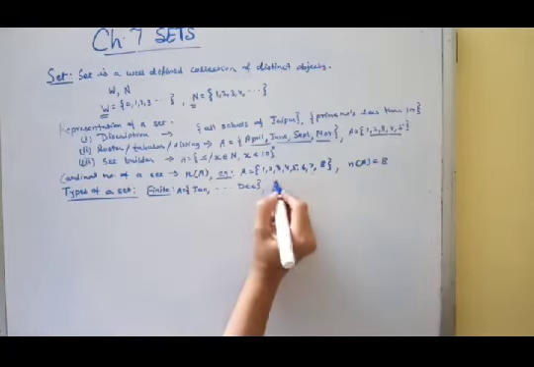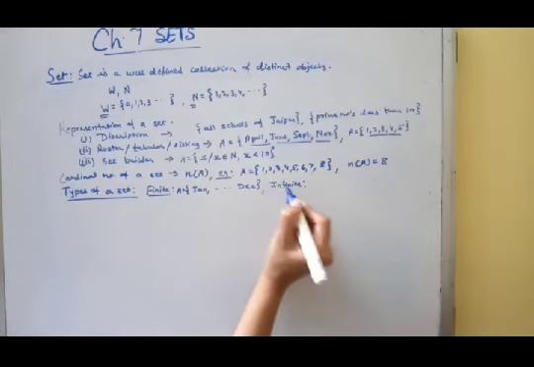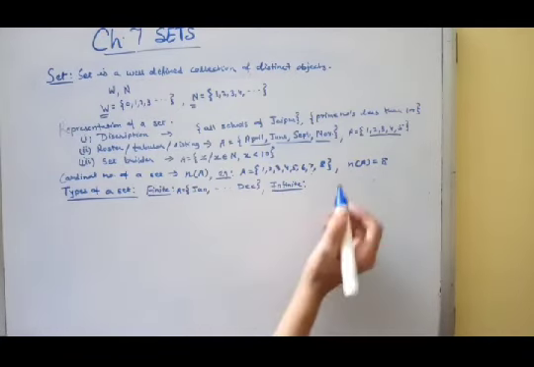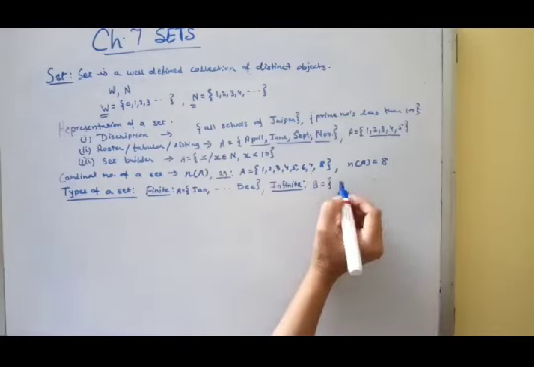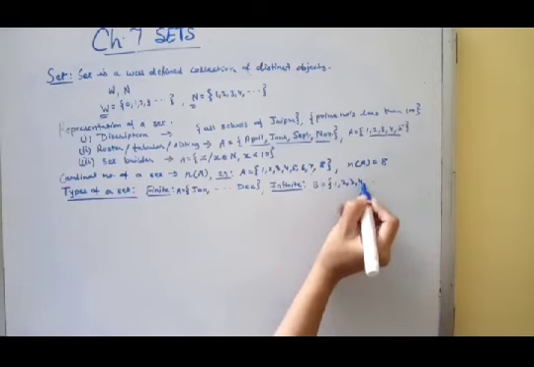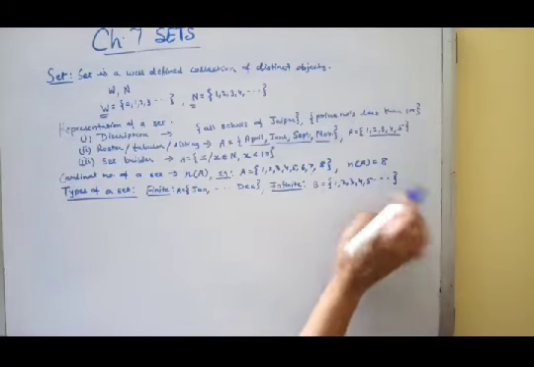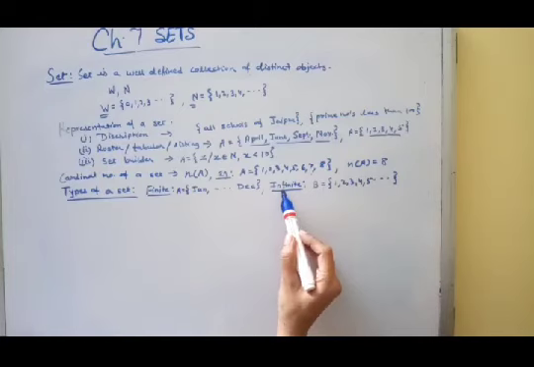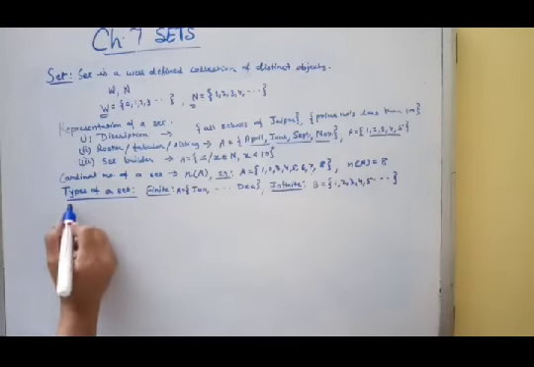In an infinite set, the elements are not countable, so it is infinite. Let us take one example, the set of natural numbers 1, 2, 3, 4, 5 and so on. So 'and so on' means infinite. So this set B is called an infinite set. Now next is the singleton set.